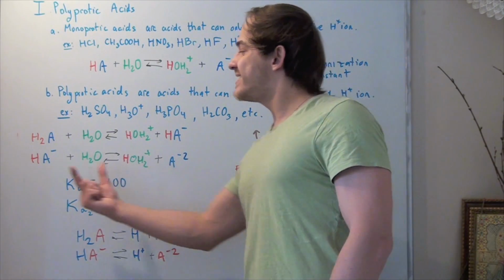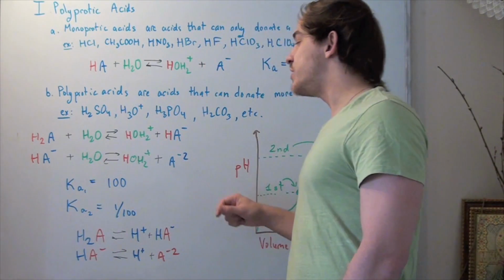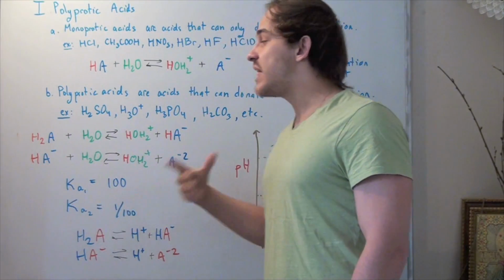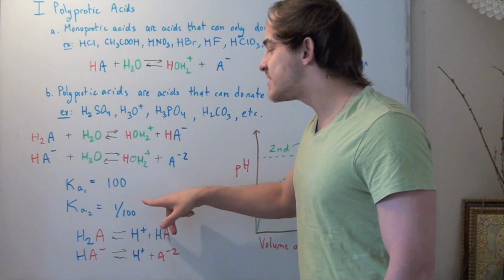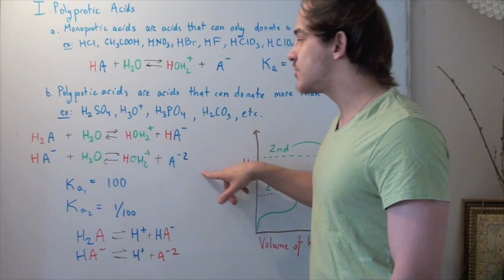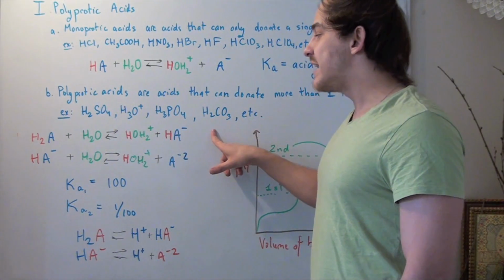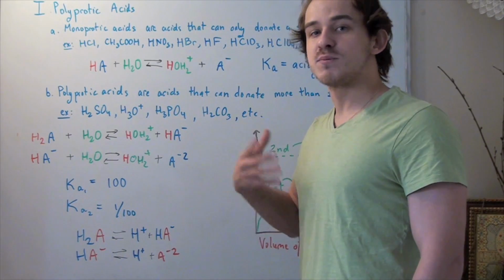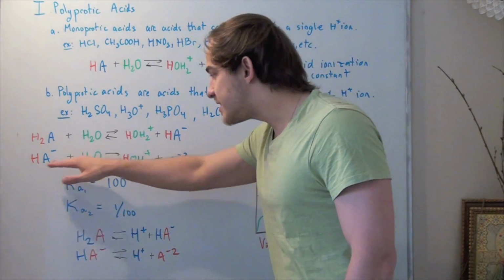This guy will want to exist in this form. And so our reaction for this guy is favored this way. And that's why our Ka is much smaller for this reaction than this reaction. And in fact, this reaction is 10,000 times more likely than this reaction.